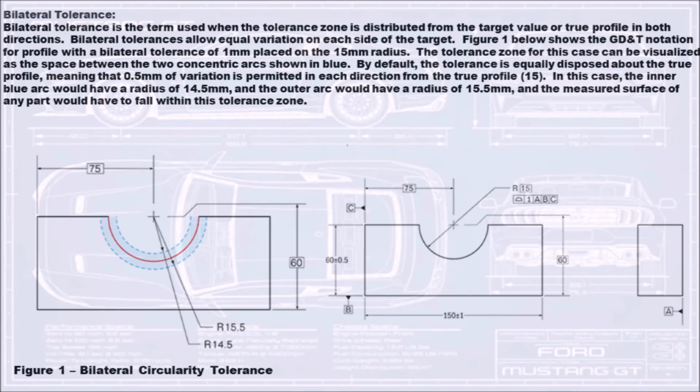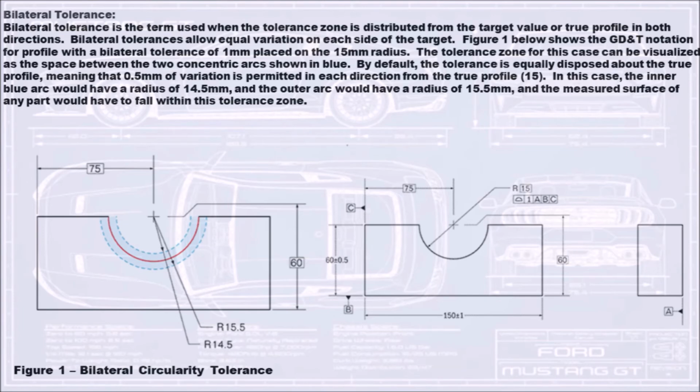Bilateral tolerance is the term used when the tolerance zone is distributed from the target value or true profile in both directions. Bilateral tolerances allow equal variation on each side of the target. Figure 1 below shows the GD&T notation for profile with a bilateral tolerance of 1 mm placed on the 15 mm radius. The tolerance zone for this case can be visualized as the space between the two concentric arcs shown in blue. By default, the tolerance is equally disposed about the true profile, meaning that 0.5 mm of variation is permitted in each direction from the true profile, 15.